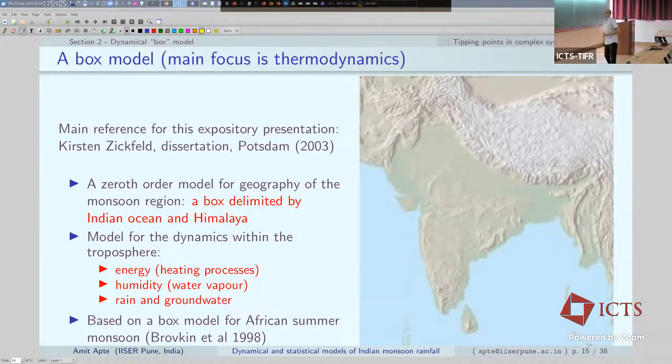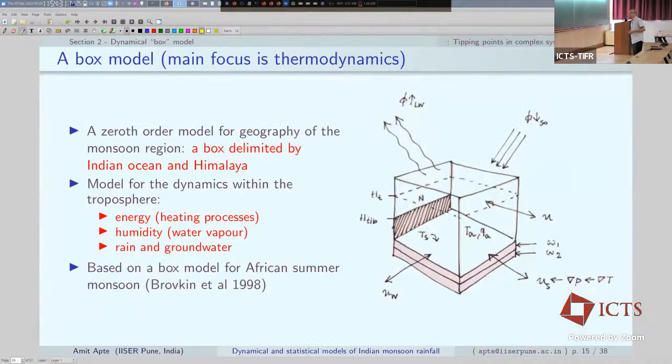Okay, so the idea of the model is, as I said, to put a box around it and try to capture the dynamics of just these three aspects: energy, humidity, and rainfall. Of course, that relates to the groundwater. There was a prior model for the African summer monsoon, and that was actually quite a bit more successful than this one. So that probably is partially the reason why the tipping point aspects of the African summer monsoon are better understood than those of the Indian summer monsoon.